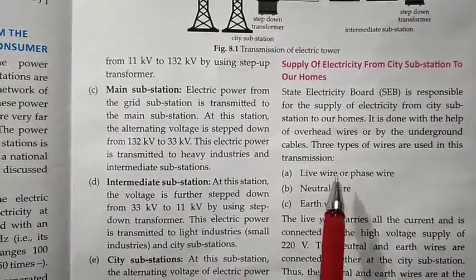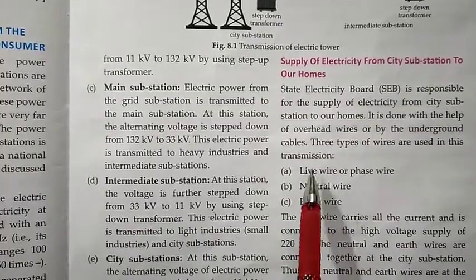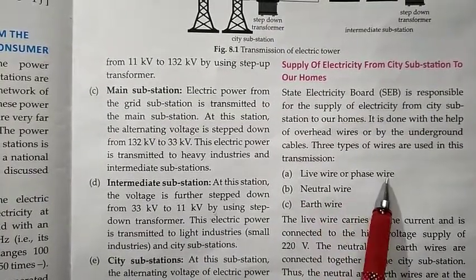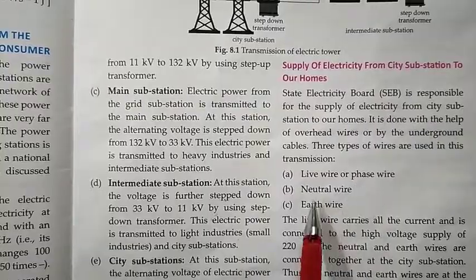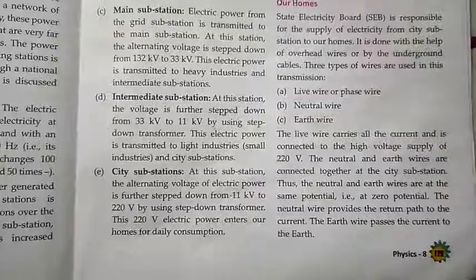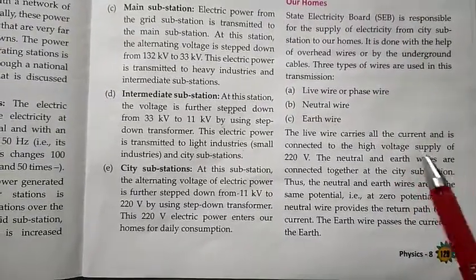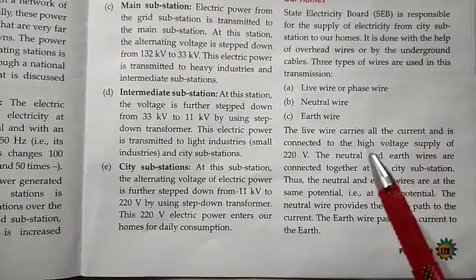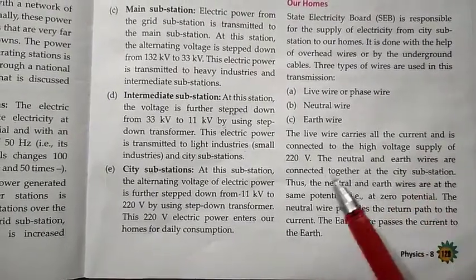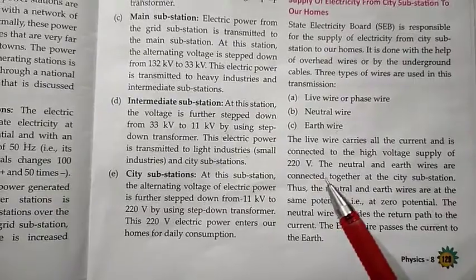So there are three types of wires used. Number one is live wire or phase wire, number two is neutral wire, and number three is earth wire. The live wire carries all the current and it is connected to high voltage supply of 220 volt.